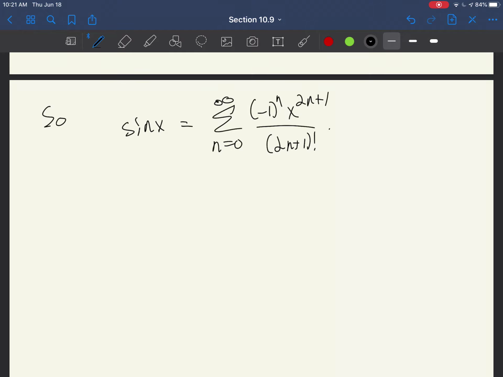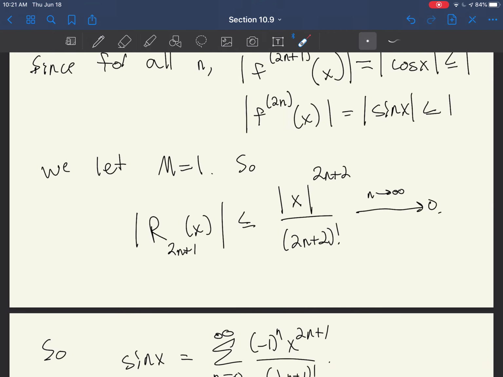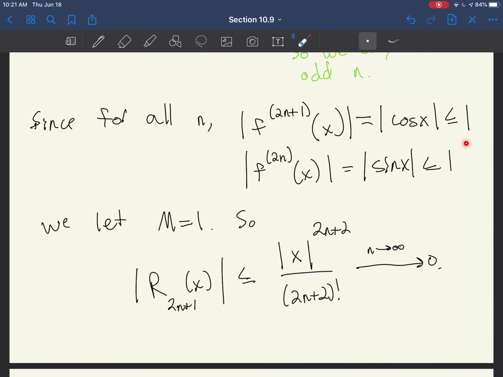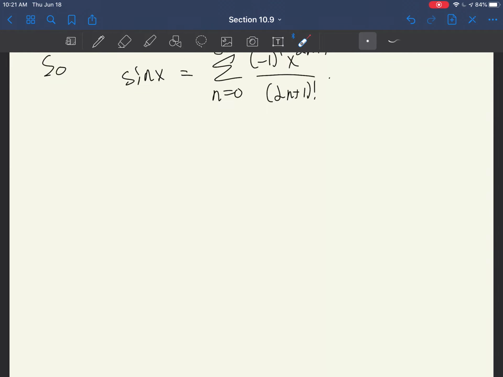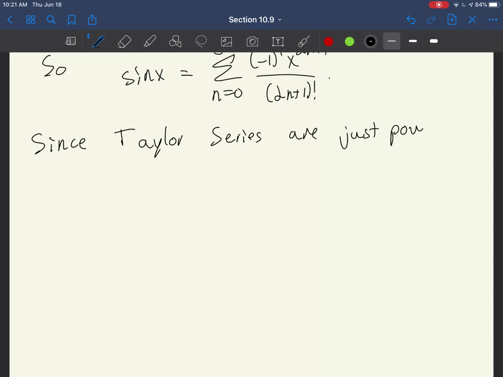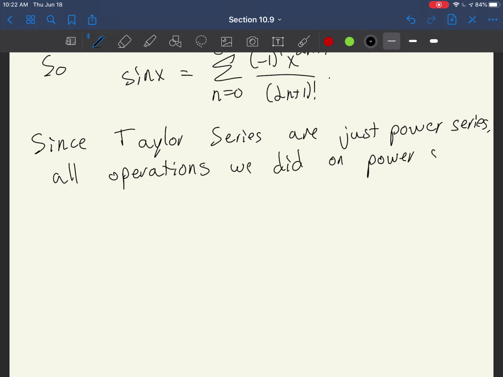Okay, 2 more examples. We're going to move away from showing that the Taylor series converge, because as you see, this isn't too hard to do. You just take derivatives and then bound them, and oftentimes you'll get a constant, and then the factorial is going to grow so much larger than other things that this is almost always going to go to 0. So since Taylor series are just power series, all the operations that we did on power series, we can do on Taylor series.